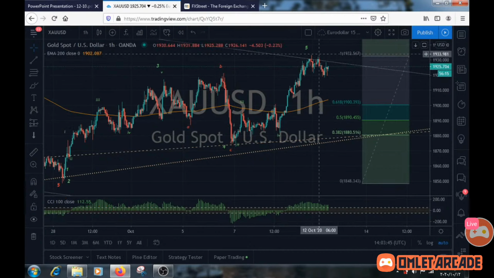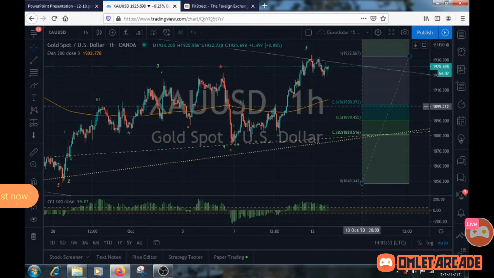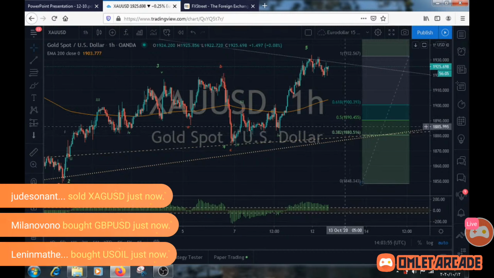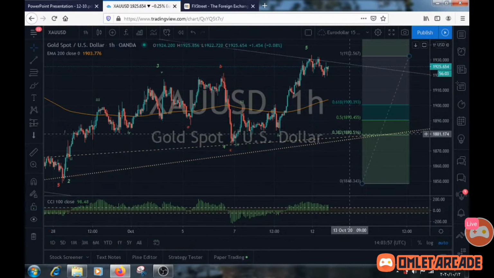So it is futile to start selling now, please. Okay? If the market goes higher, it's also futile to buy now. You want to buy these levels: 1,900, 1,890, 1,880.